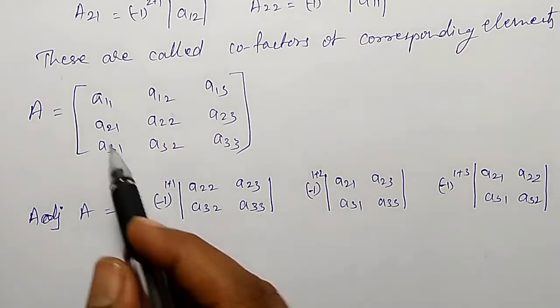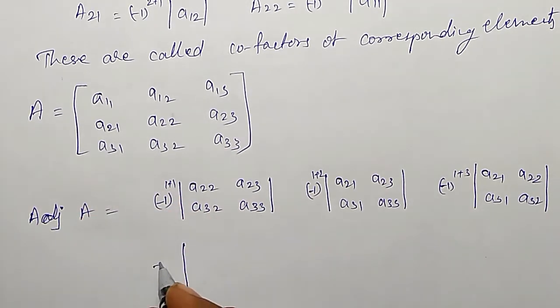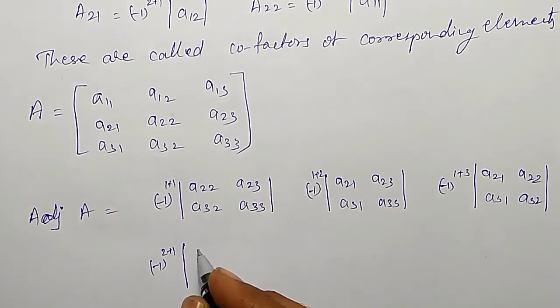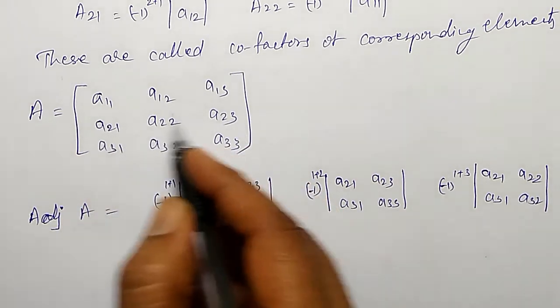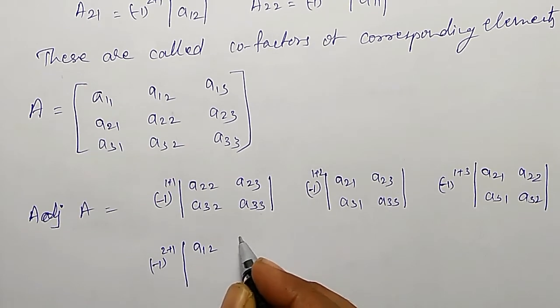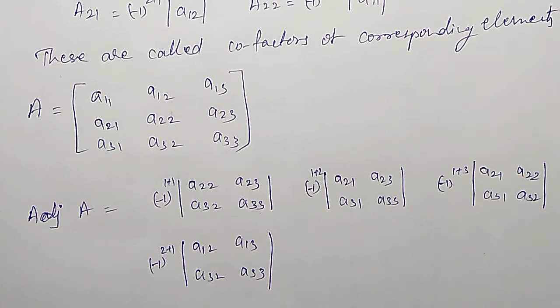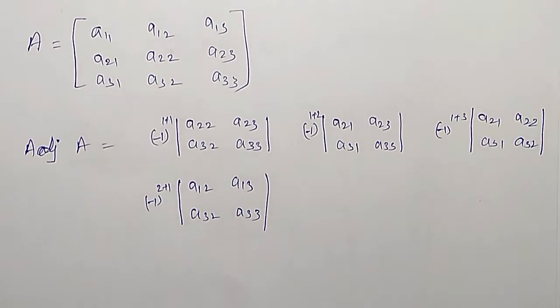Like that for all 9 elements. The cofactor of A21 is minus 1 raised to 2 plus 1, that's fixed, and here leaving that row, leaving that column, A12, A13, A32, A33. Like this I am writing for all elements of cofactors. I am coming back with the answer here.